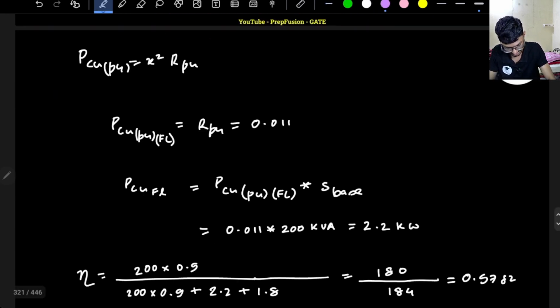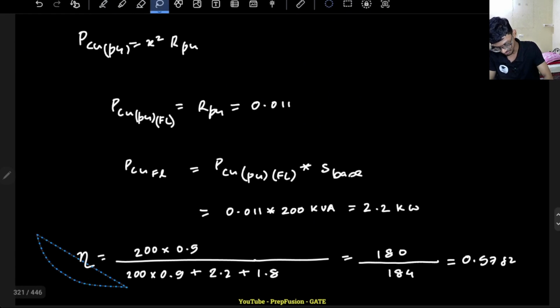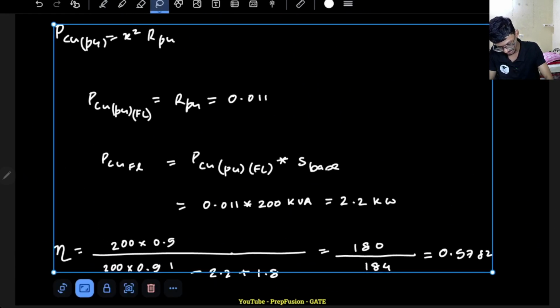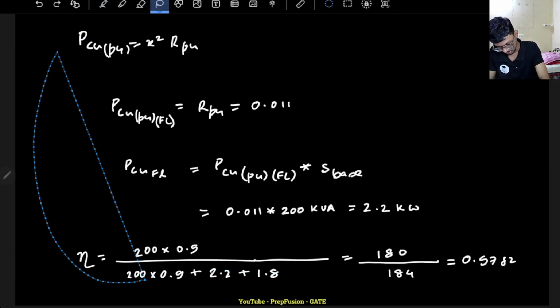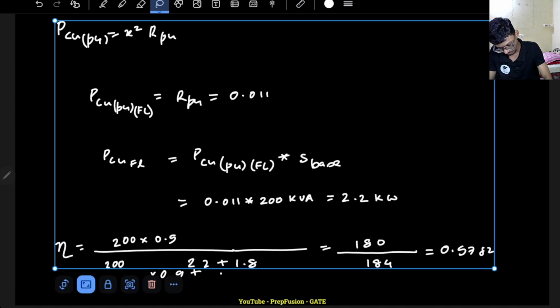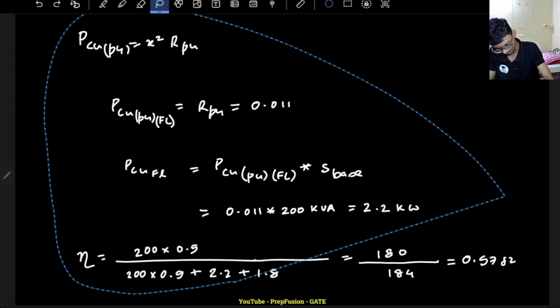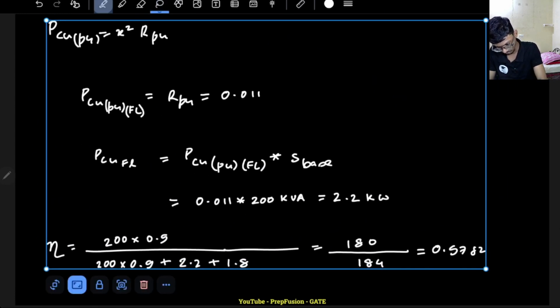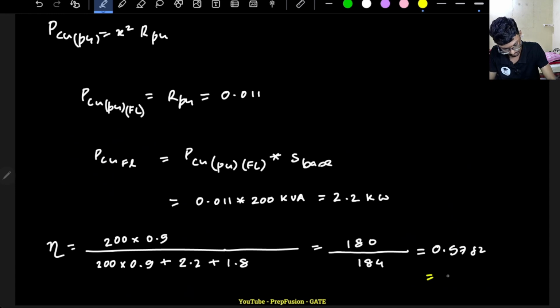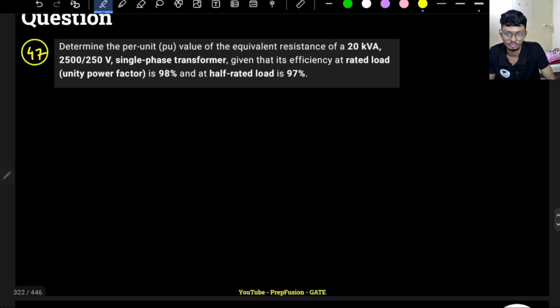Okay, very good question actually. Not that simple because sometimes you have to use the formulas, but other than that it is fine, I guess. This will be 97.82 percentage. Okay, let's solve this next question.